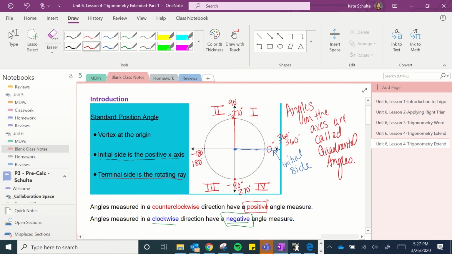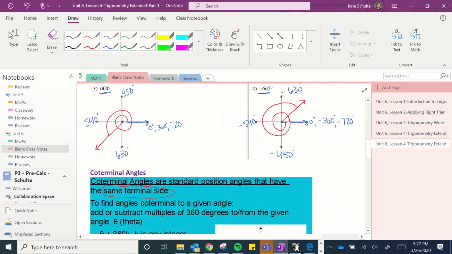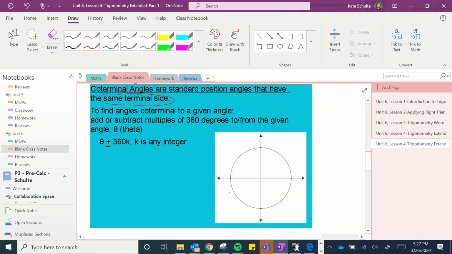Because if I'm here and I go around a whole other time, well, that's adding on 360. Or if I'm here and I go around this way, it's the same thing. I'm subtracting 360. And I could keep doing that over and over and over. Okay? And so this is the definition for coterminal: to find angles coterminal to a given angle, add or subtract multiples of 360 to and from the given angle. I don't normally use this K that much, but you're welcome to.